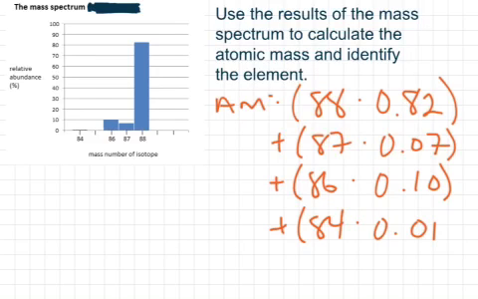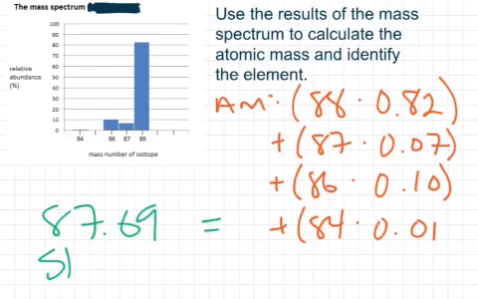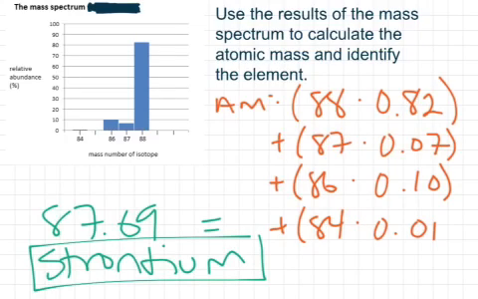So if I set this up, I had to kind of estimate my percentages, but I did make sure that they at least added up to be 100. I'm going to get 87.69 AMUs, which is pretty close to strontium. So I'm going to go ahead and assume that that is the correct element.